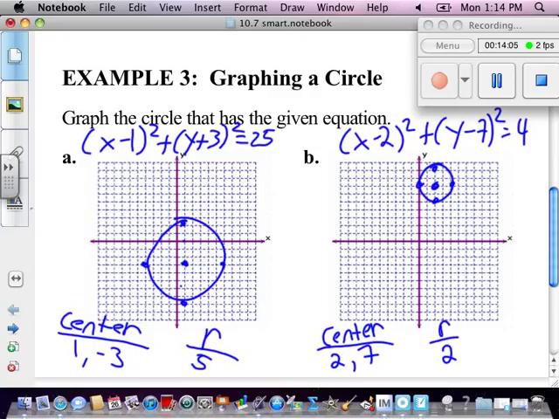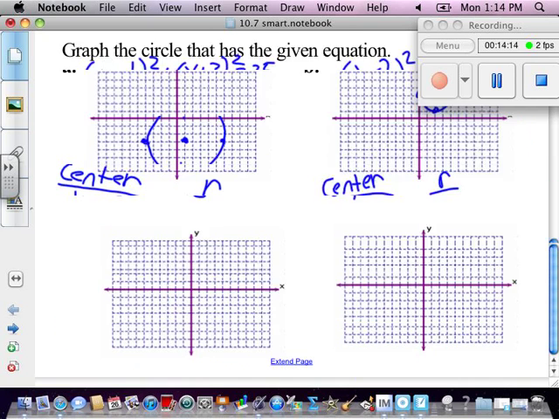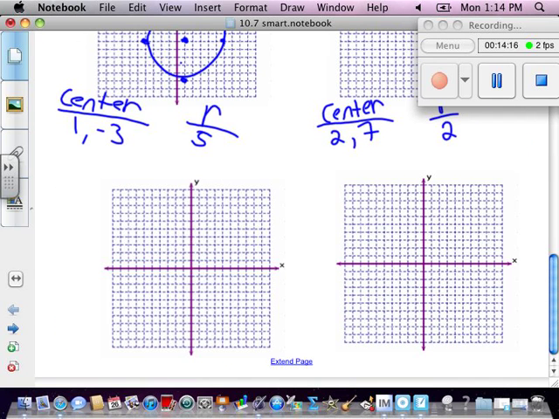How do we feel? Want to do the next ones? Should I do D? Wait, no, wouldn't it be negative 3, 0? So it'd be negative 3, 0 as my center, and what's my radius? 4. Okay. So negative 3, 0. So we good? 1, 2, 3, 4, in each direction.